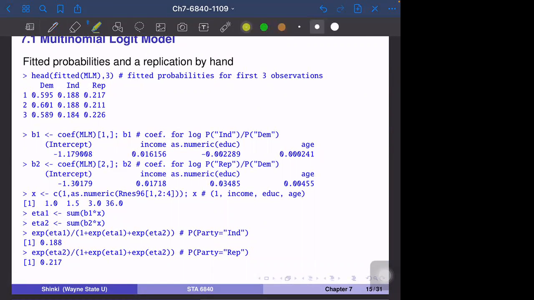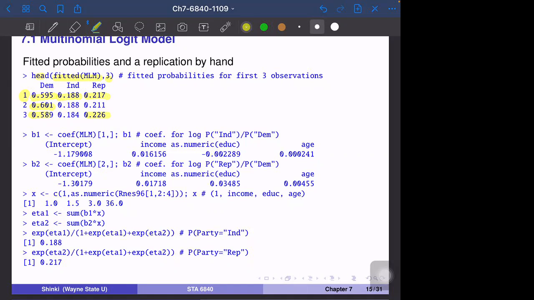We can also get the fitted values. R is convenient, so you don't really have to do anything, just take the fitted values of the model. These are the first 3 lines. For the first observation, the probability for Democrat is 59.5%, the probability for independent is 18.8%, and for Republican 21.7%. The second person is maybe more towards the Democratic, and the third person maybe a little more towards the Republican.